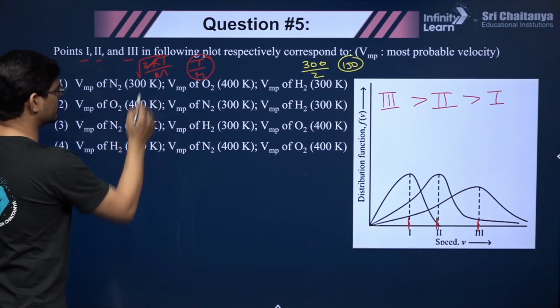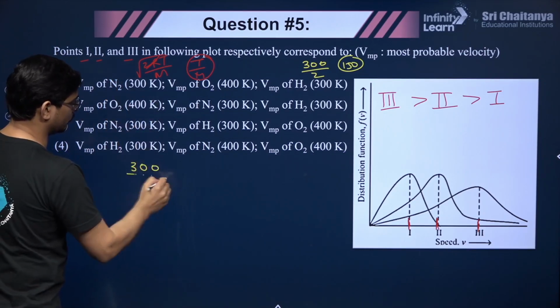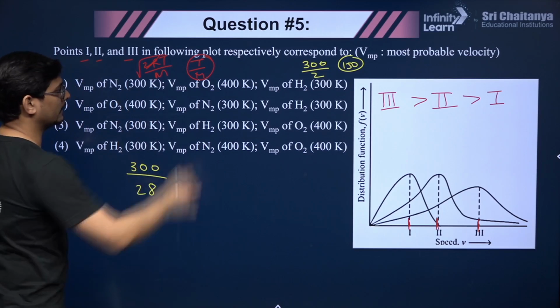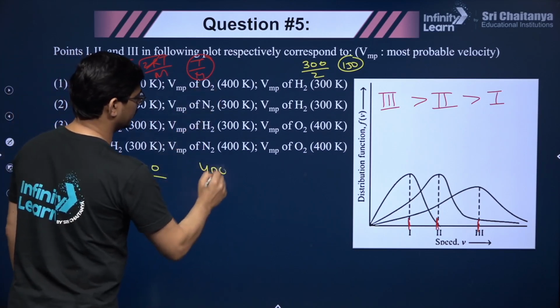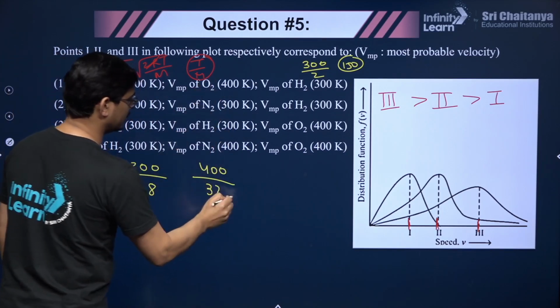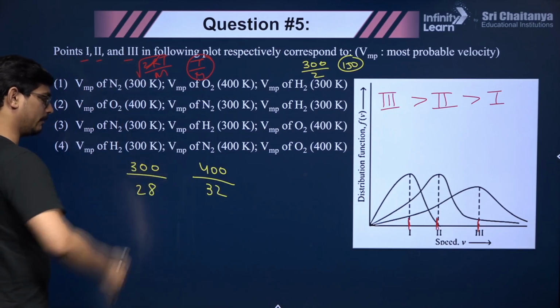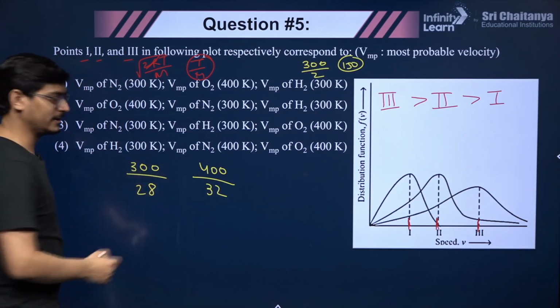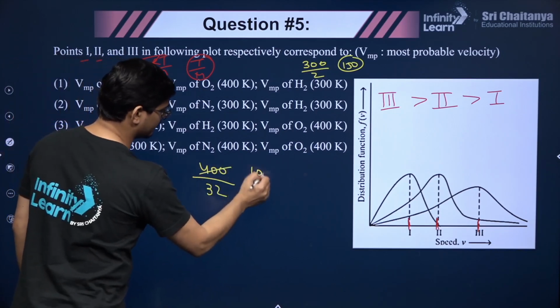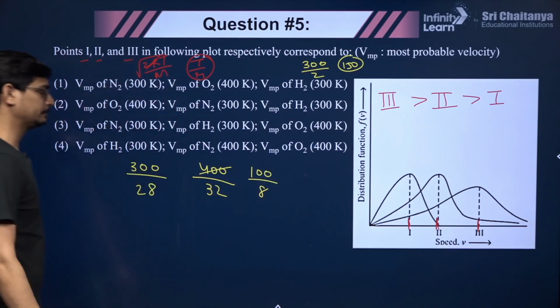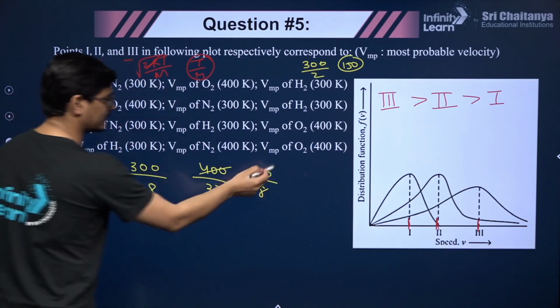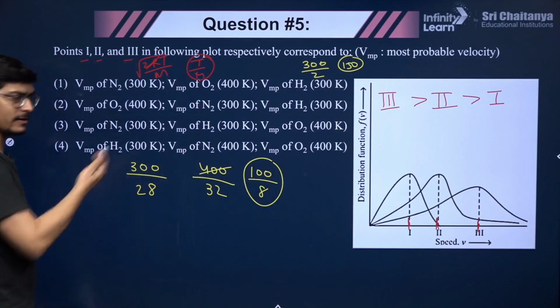Now for nitrogen, temperature is 300 and molar mass is 28, and for oxygen, temperature is 400 and molar mass is 32, right? How to compare them? We don't have to calculate exactly. I can write this as 100 by 8. Am I correct? Yes, so I can write this as 100 by 8. Let us also convert to 100 by something.